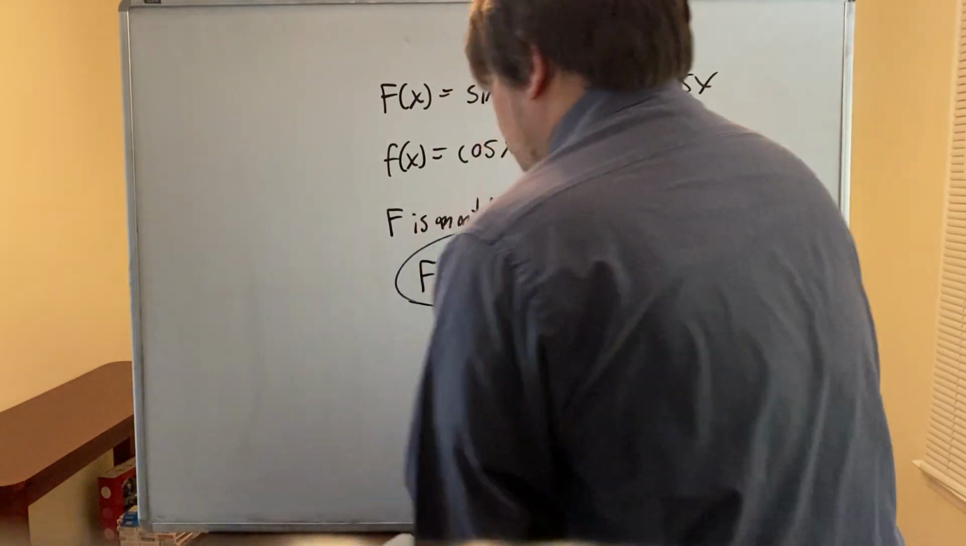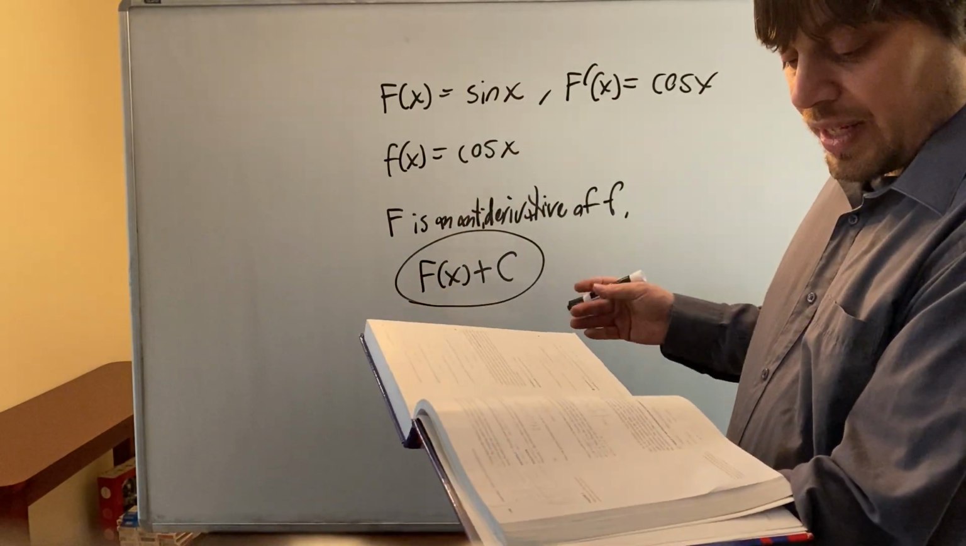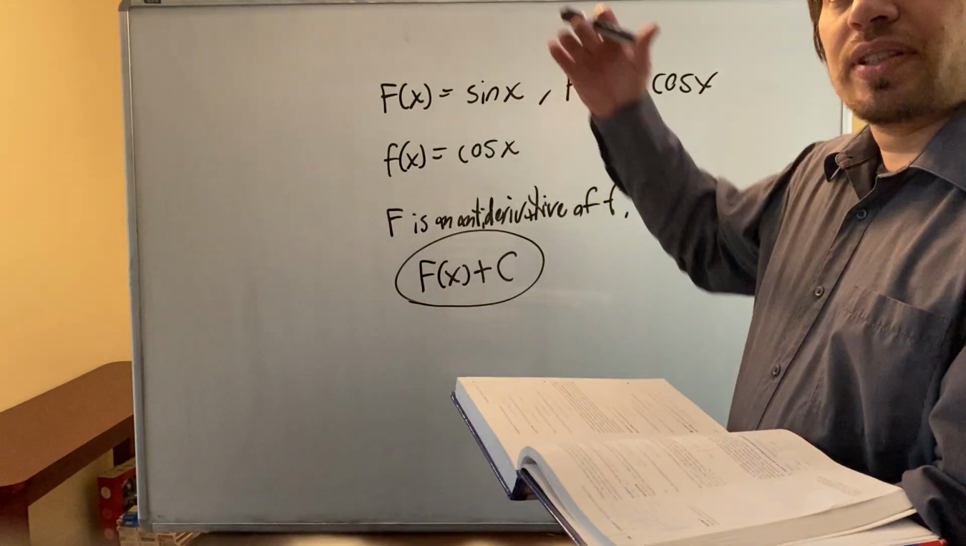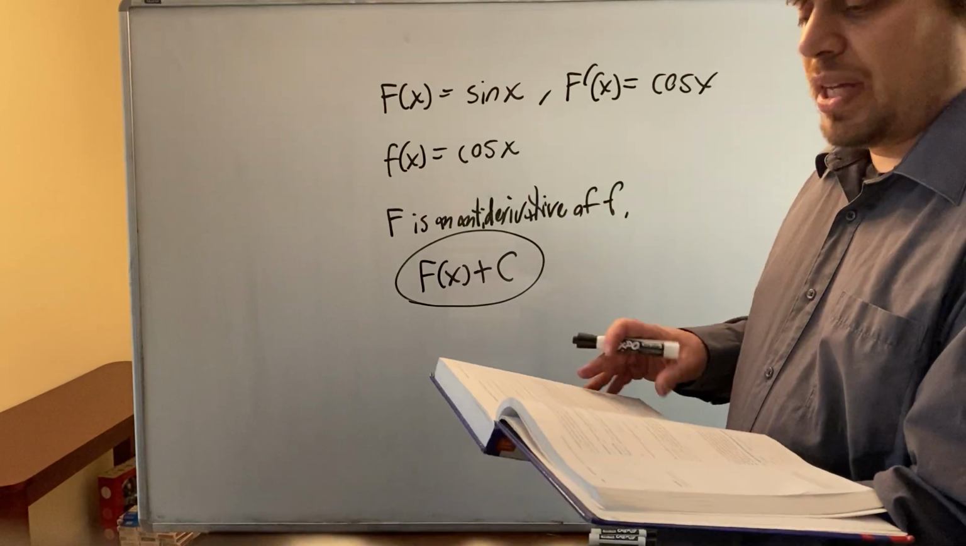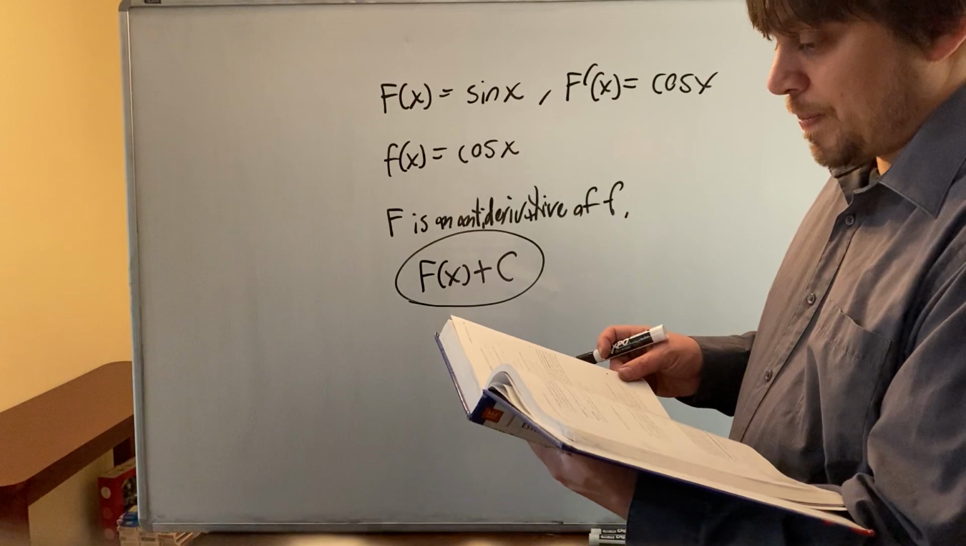Right at the bottom of page 190 in the textbook, there's a table of anti-differentiation formulas. You should look at the table at the bottom of page 190, and you should know that table.